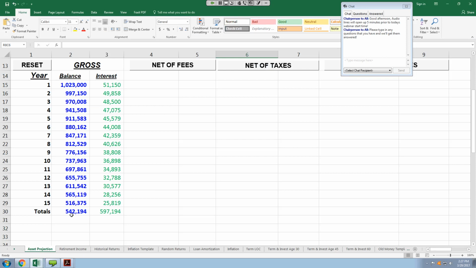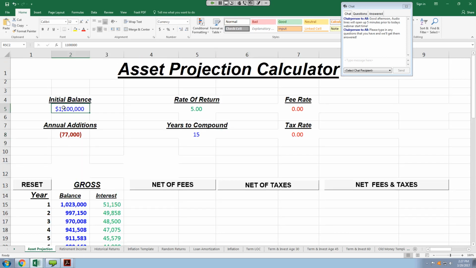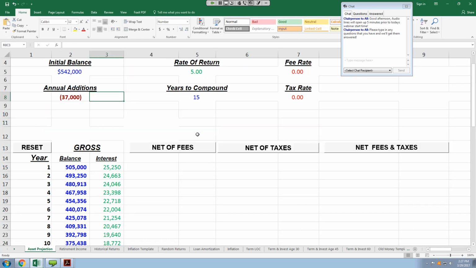Now they have $542,000. We move this $542,000 up here. We're not taking $77,000 out anymore. We did that for 15 years. The life insurance was fully funded. Now we're just taking out the $37,000, right, which is the required minimum distribution. We do that for another 15 years.